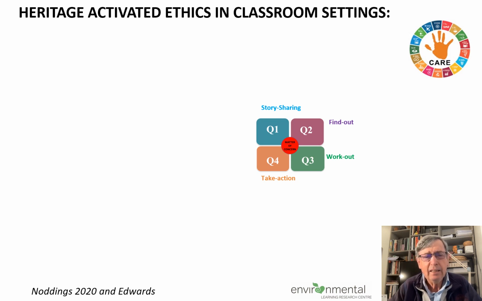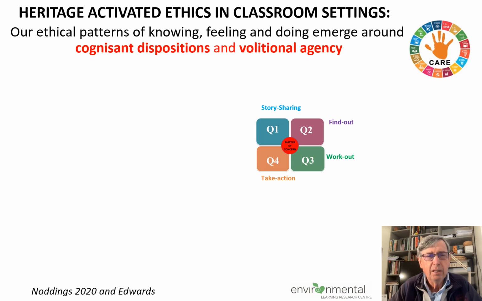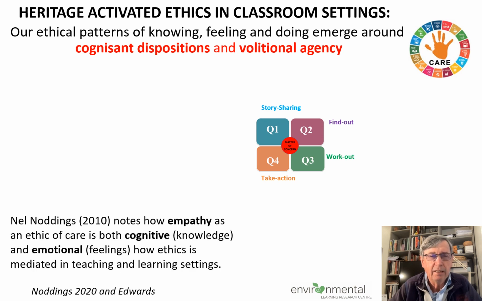But understanding the ethics is an important part of this. And our ethical patterns of knowing, feeling, and doing emerge around cognizant dispositions. In other words, dispositions of knowing and volitional agency, choosing to do things the handprint way. This was very evident in the work that young people in India took up, and similarly here in South Africa.